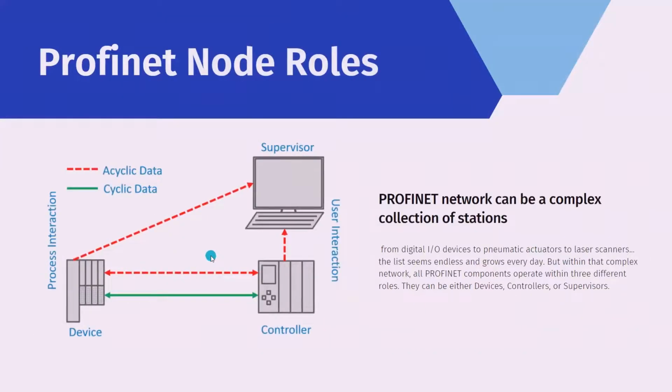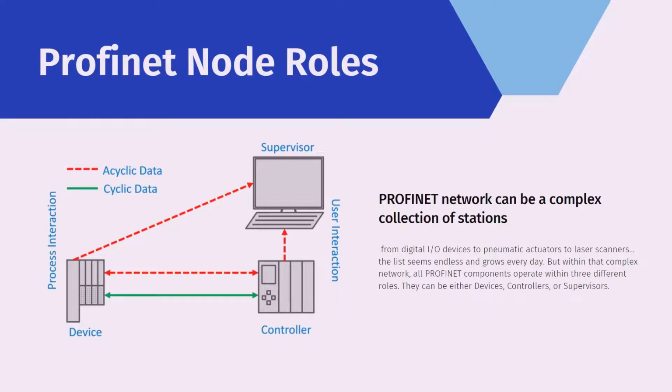Profinet's network can be a complex collection of stations, from digital I/O devices to pneumatic actuators to laser scanners, and so on. That list can be endless, and it grows every day. But within that complex network, all Profinet components operate with three different roles. They can be either devices, controllers, or supervisors. These roles are not based on what the component is doing in the real world. Instead, they are based on how each component interacts with all the others in the network. Now let's describe each one of them.